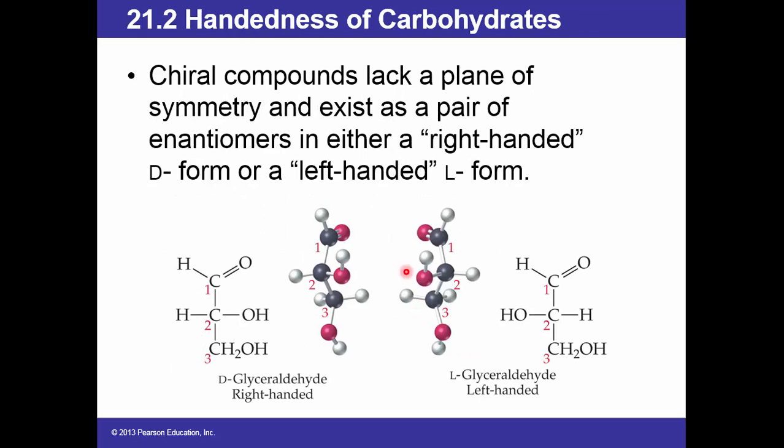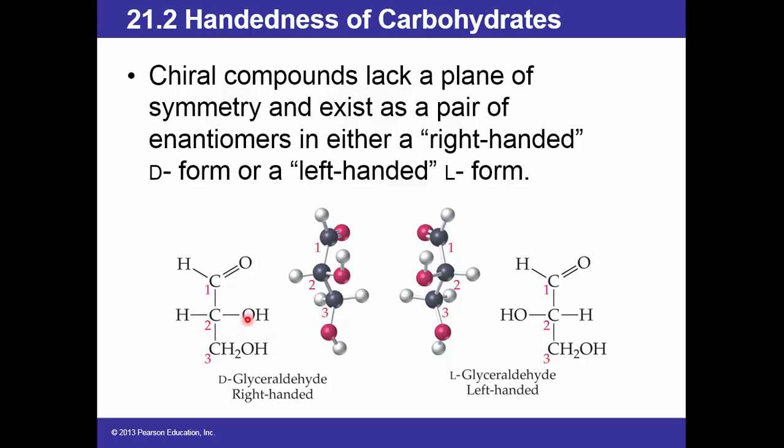Now, chiral compounds lack a plane of symmetry and exist as a pair of enantiomers, either in a right-handed D form or a left-handed L form. If we take the simplest sugar, the 3 carbon sugar called glyceraldehyde, this carbon is chiral. Chiral means it is surrounded by 4 different groups. As you can see here, this carbon is chiral. We look at the OH.